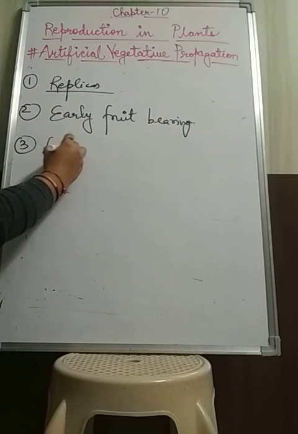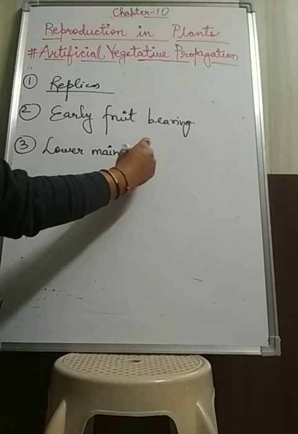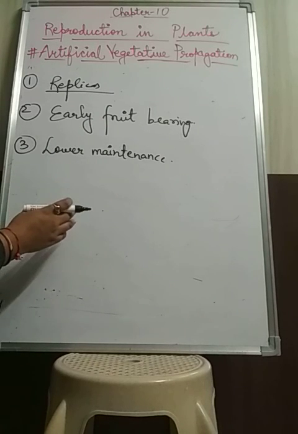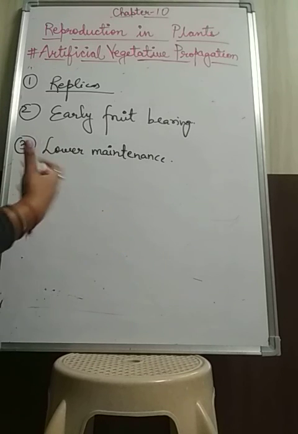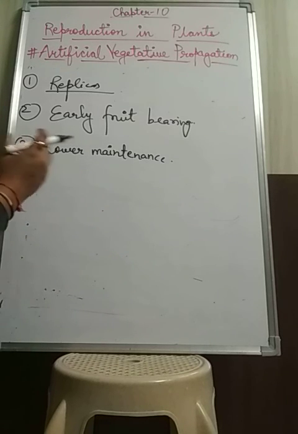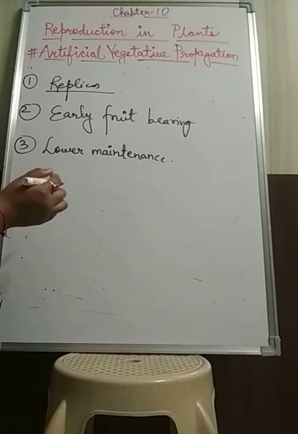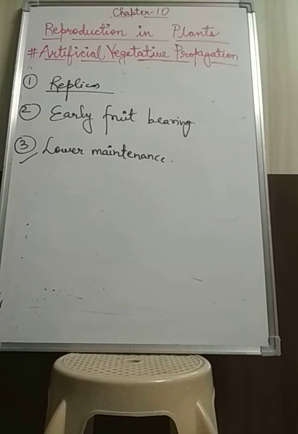Next is lower maintenance. Now we need not take care too much of the plant to grow into a new plant. Vegetative propagation reduces the effort required in growing plants, and it simply bypasses the seed sowing stages. Now we are not sowing the seeds and growing them into plants. We are taking the plant part and we are growing the plant. Plants propagate more easily by vegetative means than by seeds. That's why they need lower maintenance. So students, that's all for today.